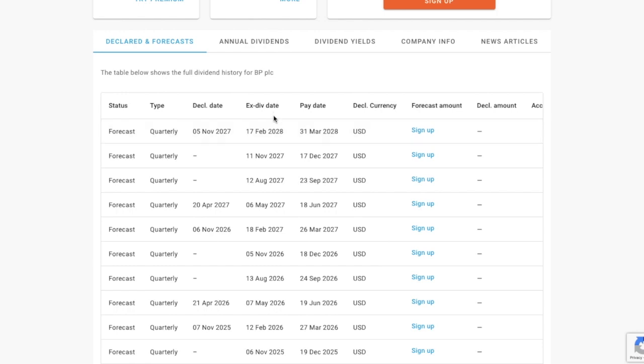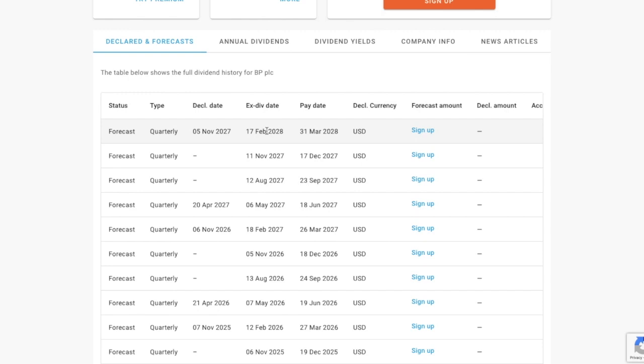Over here, we have the ex-dividend date. Now, it's very important to know the difference between these two. The declaration date is when BP is going to give us the information on the upcoming dividend, but the ex-dividend date is the deadline that you have to have held your shares before if you want to get the next dividend payment. The only reason I say before is because if you were to buy it on the 17th of February, 2028, you're cutting it a little bit close. I would buy it on the 16th of February.